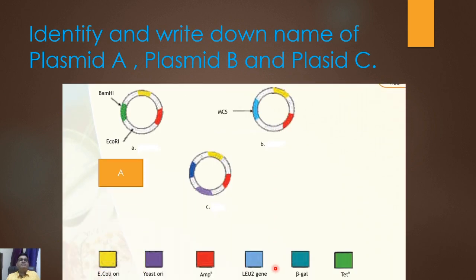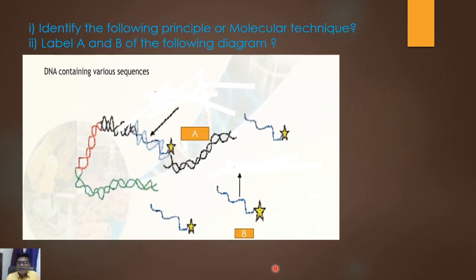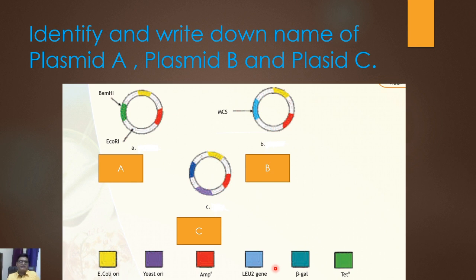Next question: Can you identify this plasmid? This is the plasmid, and you see plasmid A, plasmid B, plasmid C. The question asks how you can compare two different plasmids on the basis of the antibiotic resistance genes, that is multiple, ampicillin, tetracycline, and on the basis of the recognition sites at the multiple cloning sites. So you can compare the plasmids.